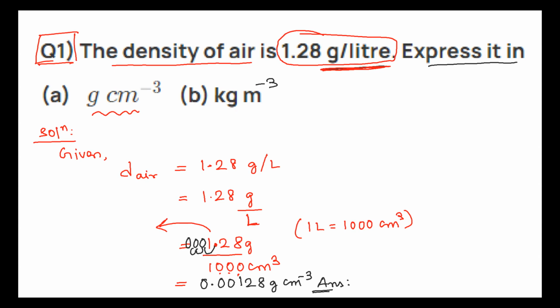Fine. Now let's move to the second part. Now for the second part they have said to convert into kg per meter cube. This is the CGS unit. This is the SI unit. And we know that if you want to convert from CGS to SI, you have to multiply by 1000. Let's do it.